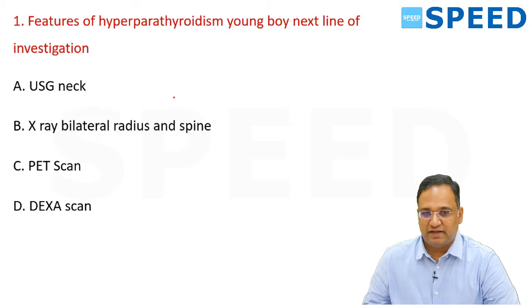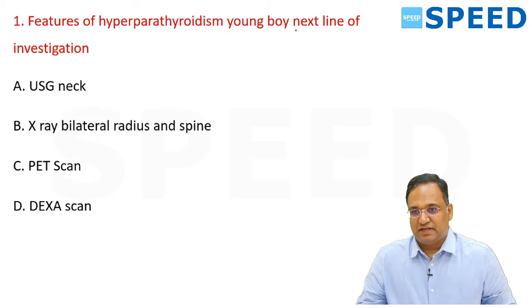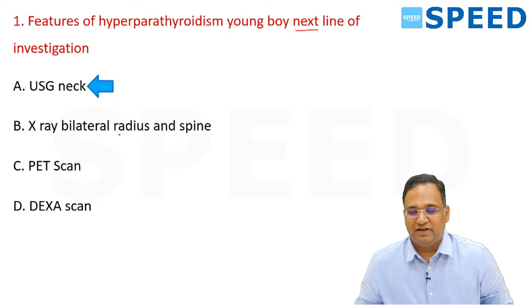Is it ultrasound neck, X-ray, bilateral radiation spine, PET scan or DEXA scan? The question here is the next line, not the best investigation asked. The right answer is ultrasound neck. Ultrasound neck can tell you what kind of pathology we are dealing with.